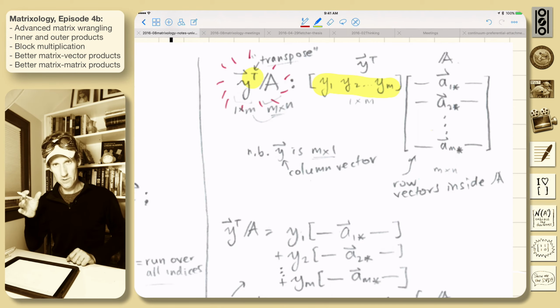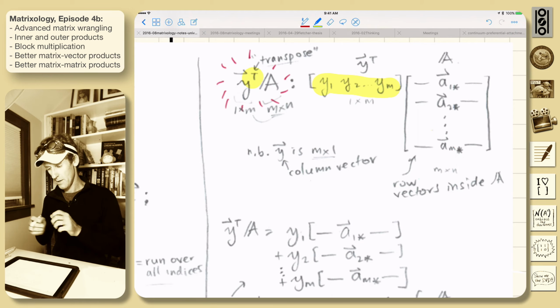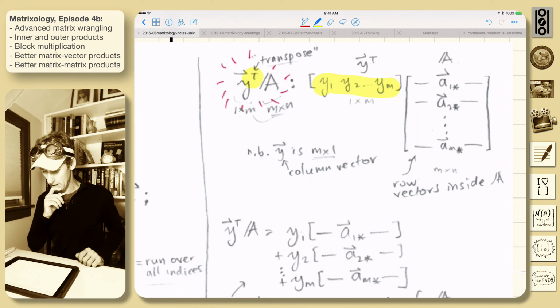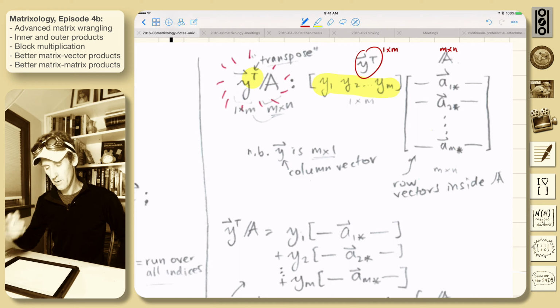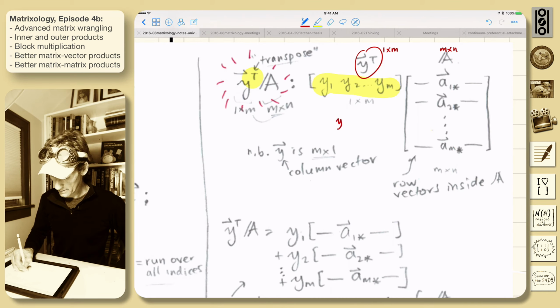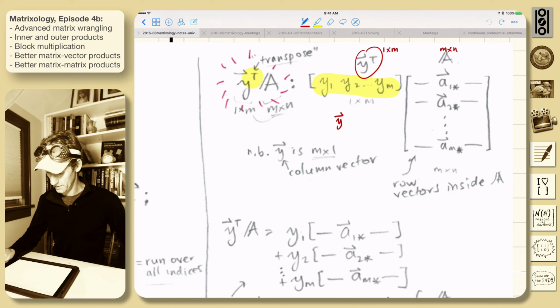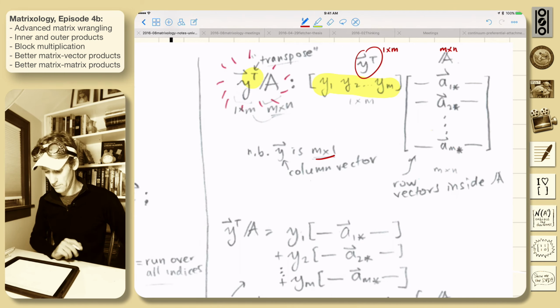So that's what we have here. y by itself, just the y vector, is a column vector. The t says run them across. Now we need m entries, because this A is an m by n, and y transpose is a 1 by m, 1 row, m entries. y is in fact an m by 1. I've written it underneath. y is an m by 1.